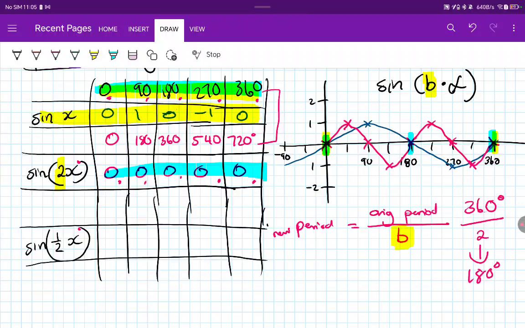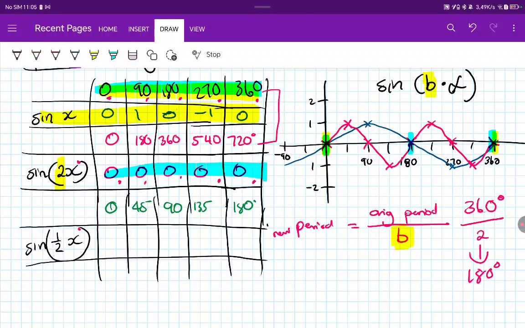Let's do another one where we are changing it and multiplying by a half. So what happens? I'm going to say, okay, 0 times a half is 0. Half of 90 is going to be 45. What do you see is happening here? 180, half of 180 is going to be 90. Half of 270 is going to be divided by 2, 135, and then 180.